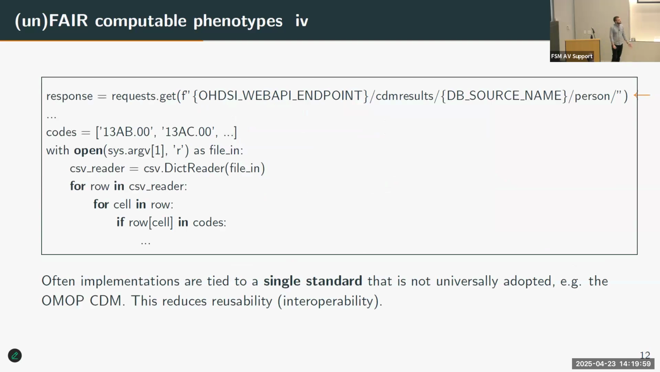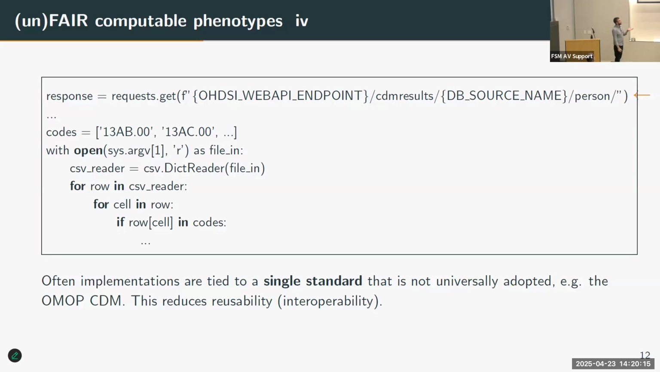Finally, and again probably a nice big one here, is when people write these implementations, when you write your Python script, you're probably plugging it into a single data source, right? And that data source is probably OMOP, let's be honest. But the problem with OMOP, as wonderful as it is, is that it's not yet ubiquitous.